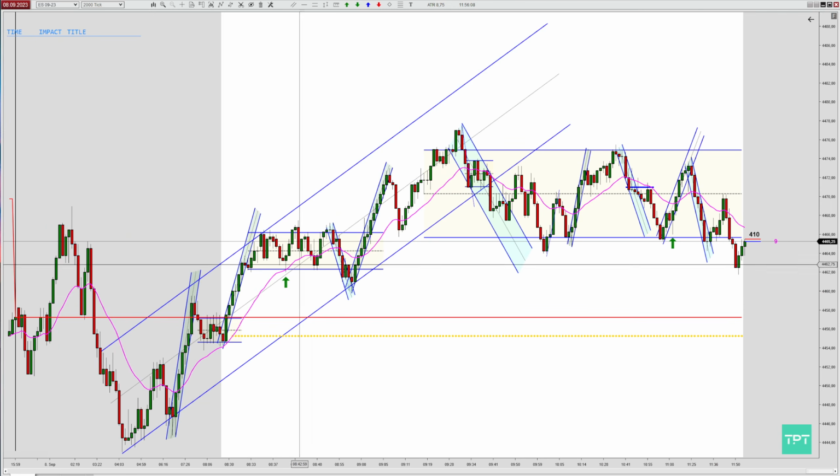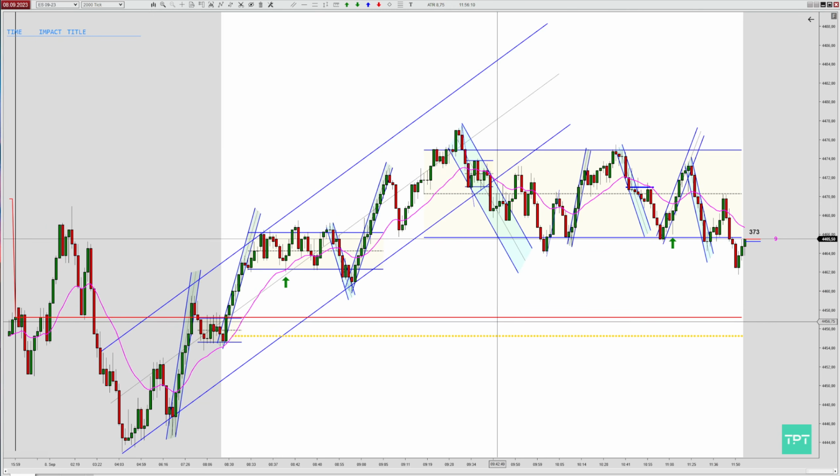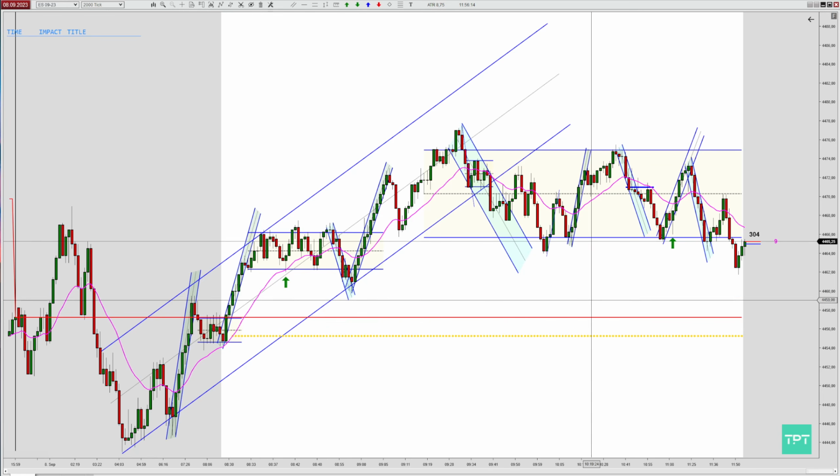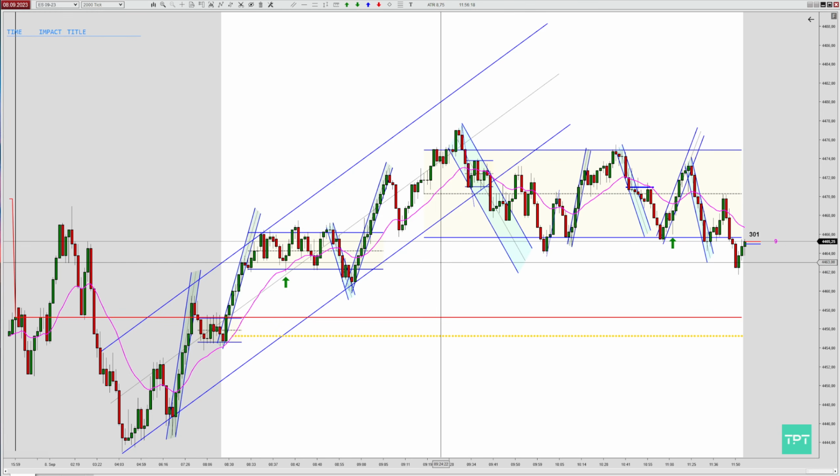You can see not too much price action. I went into a bit more detail today, discussed a couple of setups, more details. So I hope you like it.